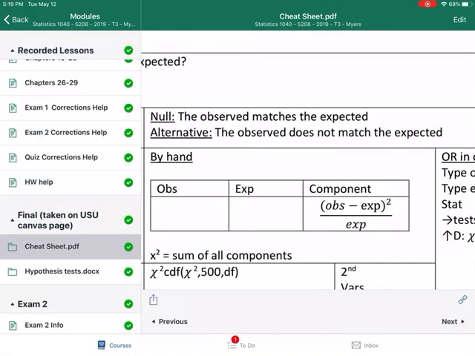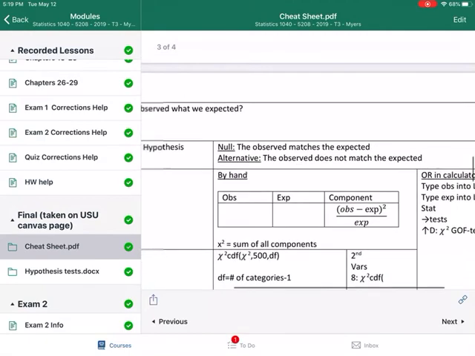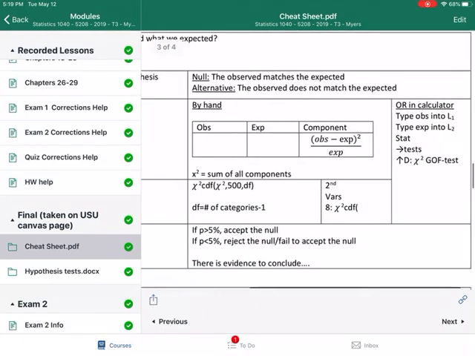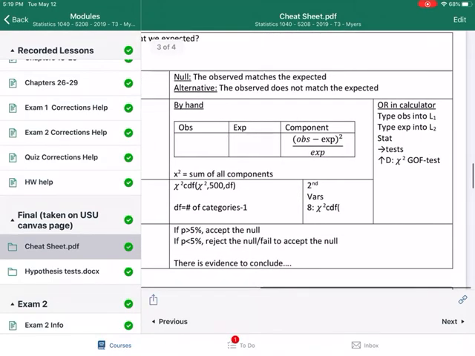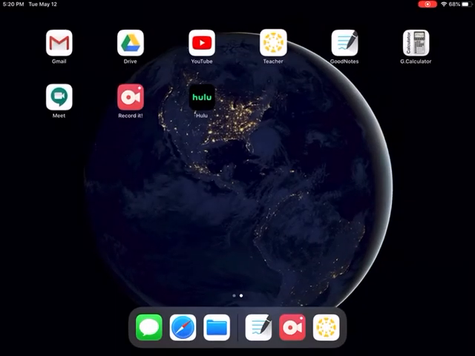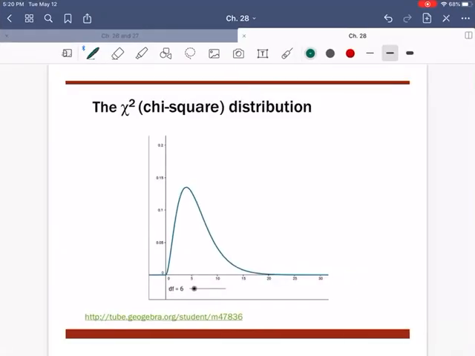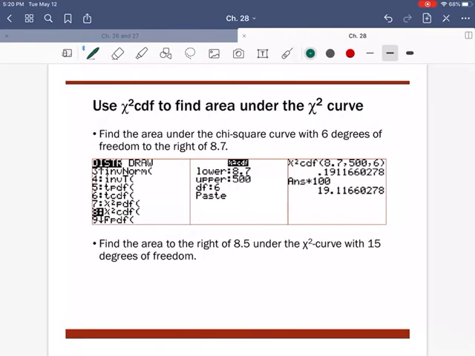Okay, so you start a chi-square goodness of fit test with the null and the alternative. For chi-square, the null is the observed matches the expected. The alternative is the observed does not match the expected. And then we go through these steps to get down to our conclusion.